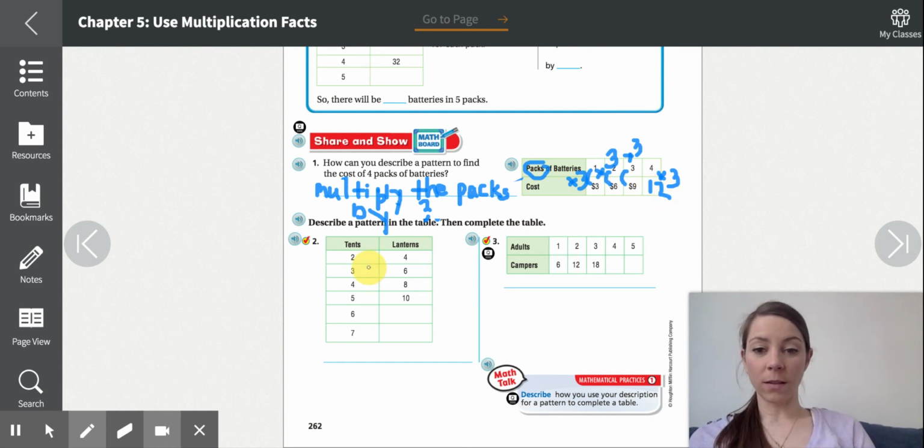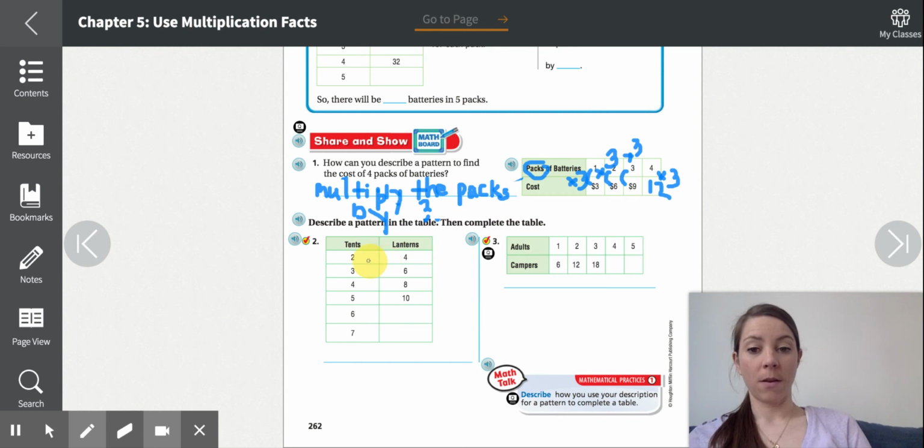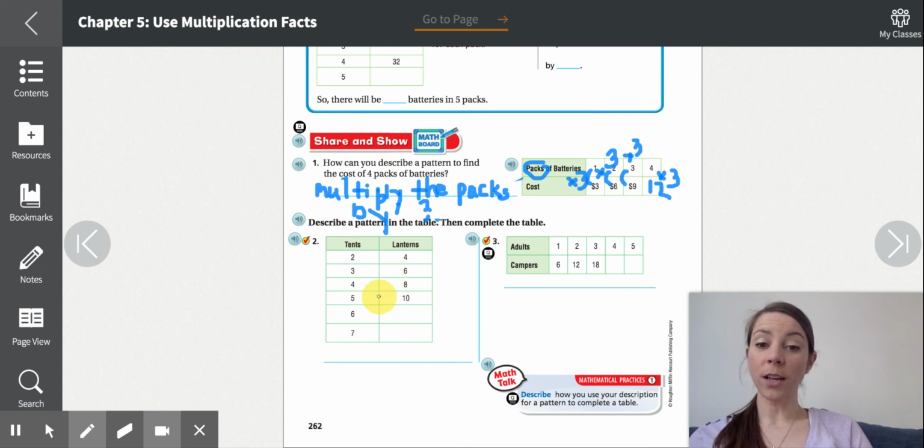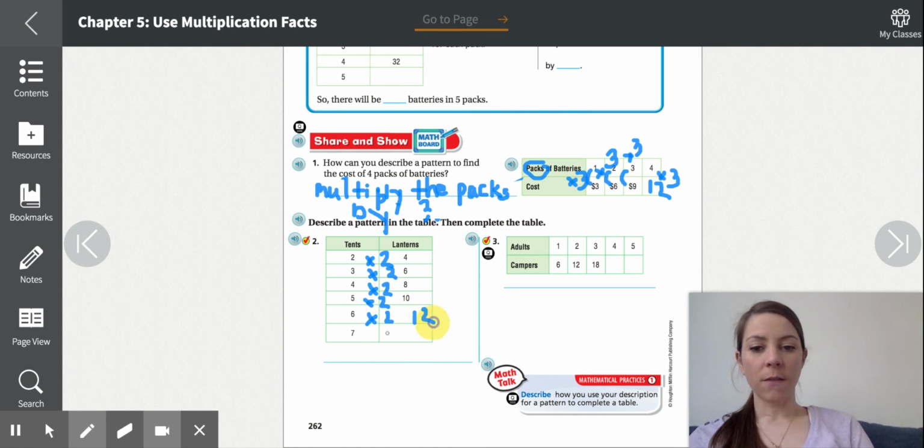Okay, next ones. Let's go across this time, from 2 to get to 4, 3 to get to 6, 4 to get to 8 each time. What are you multiplying by every time or adding each time? We're multiplying by 2. 2 times 2 is 4. 3 times 2 is 6. 4 times 2 is 8. 5 times 2 is 10. So keep going. 6 times 2 is 12. 7 times 2 is 14.